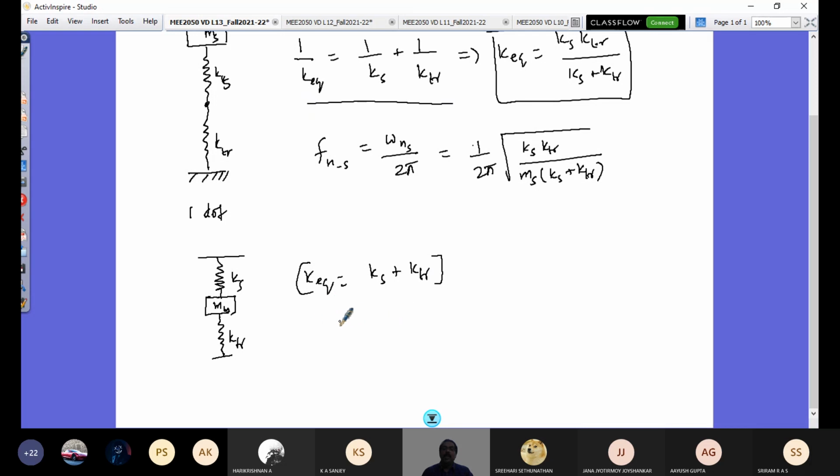And now you would be able to get the natural frequency of the unsprung mass. That would be omega n us by 2 pi, which is 1 by 2 pi into the root of ks plus ktr by mus. By substituting that, you would be able to get this value.